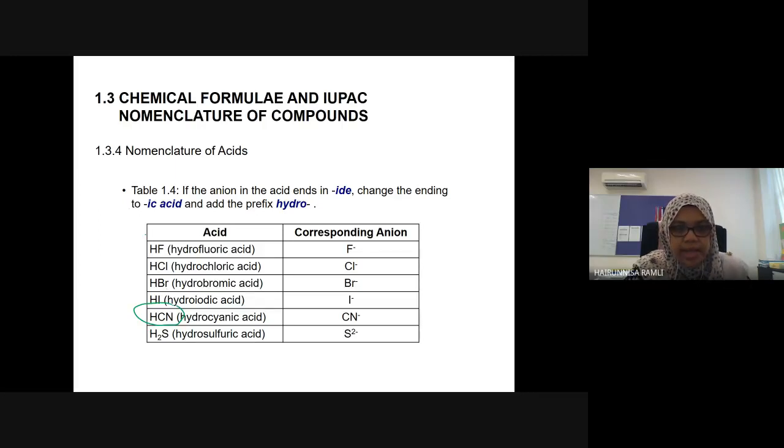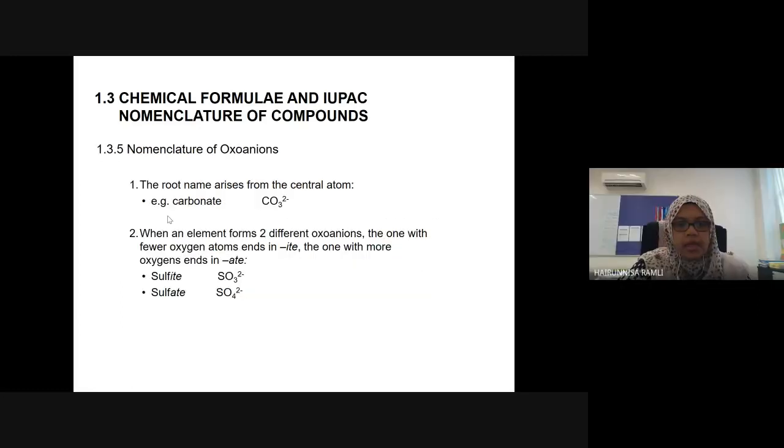You can just simply add hydrogen with your anion. So the hydrogen that you add, we call it hydro, and then at the back, we add IC acid. Hydrochloric acid, hydrobromic acid, like that. And that is the basic one. But if you have an oxo anion, oxo anion means an ion with oxygen.